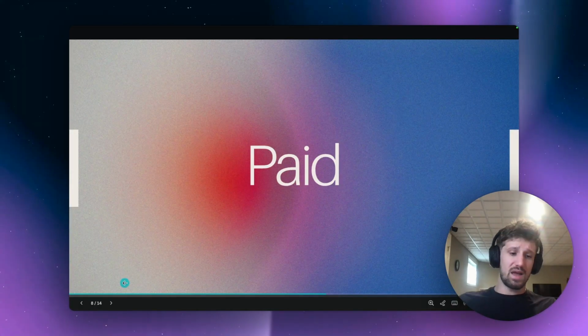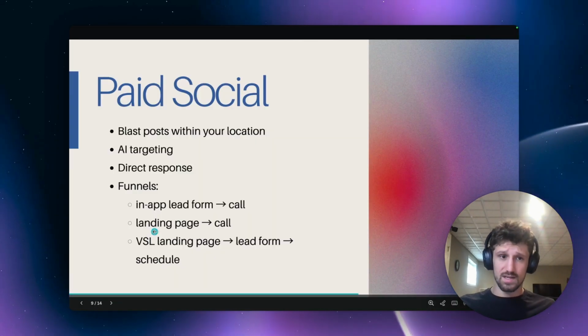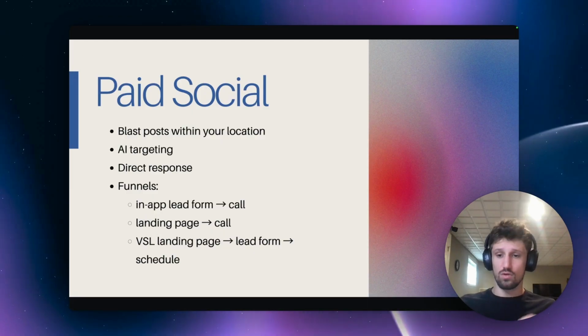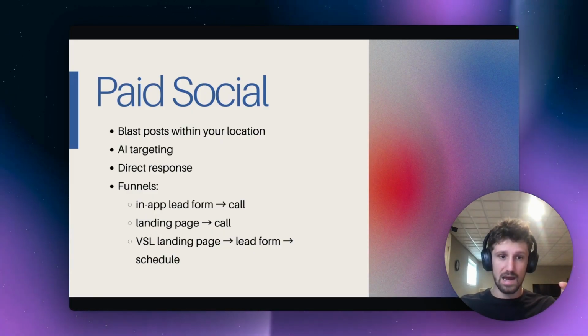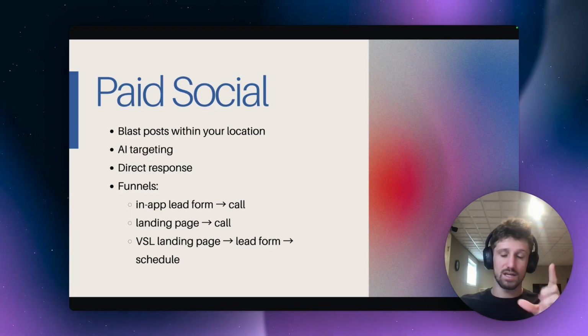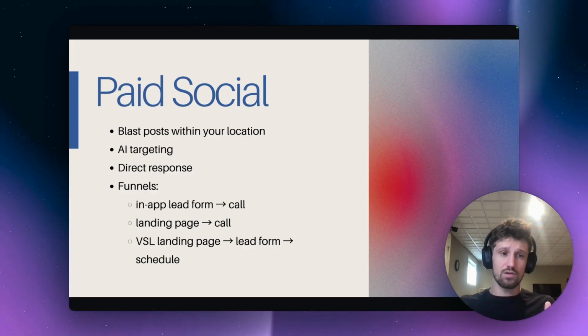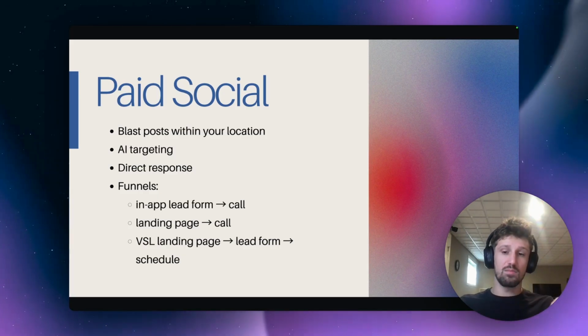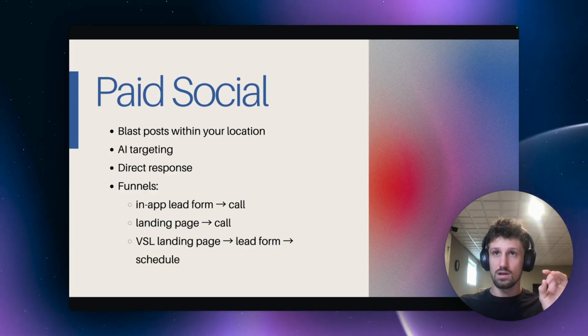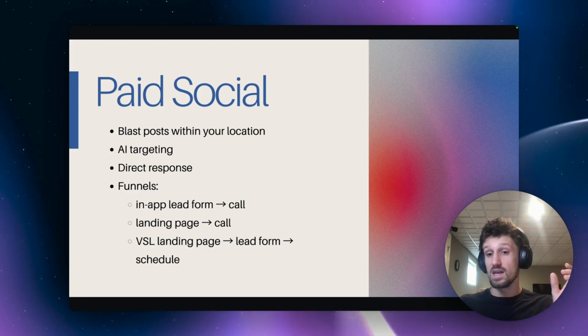And now, guys, onto the paid methods here. So paid social. Essentially, you're paying Facebook or Instagram to blast an ad or a post in your location. So you can drop a location pin or location radius around your office, around your town, and the ad algorithm will actually show that ad to people that it thinks have a higher likelihood of actually being interested in what you're offering.